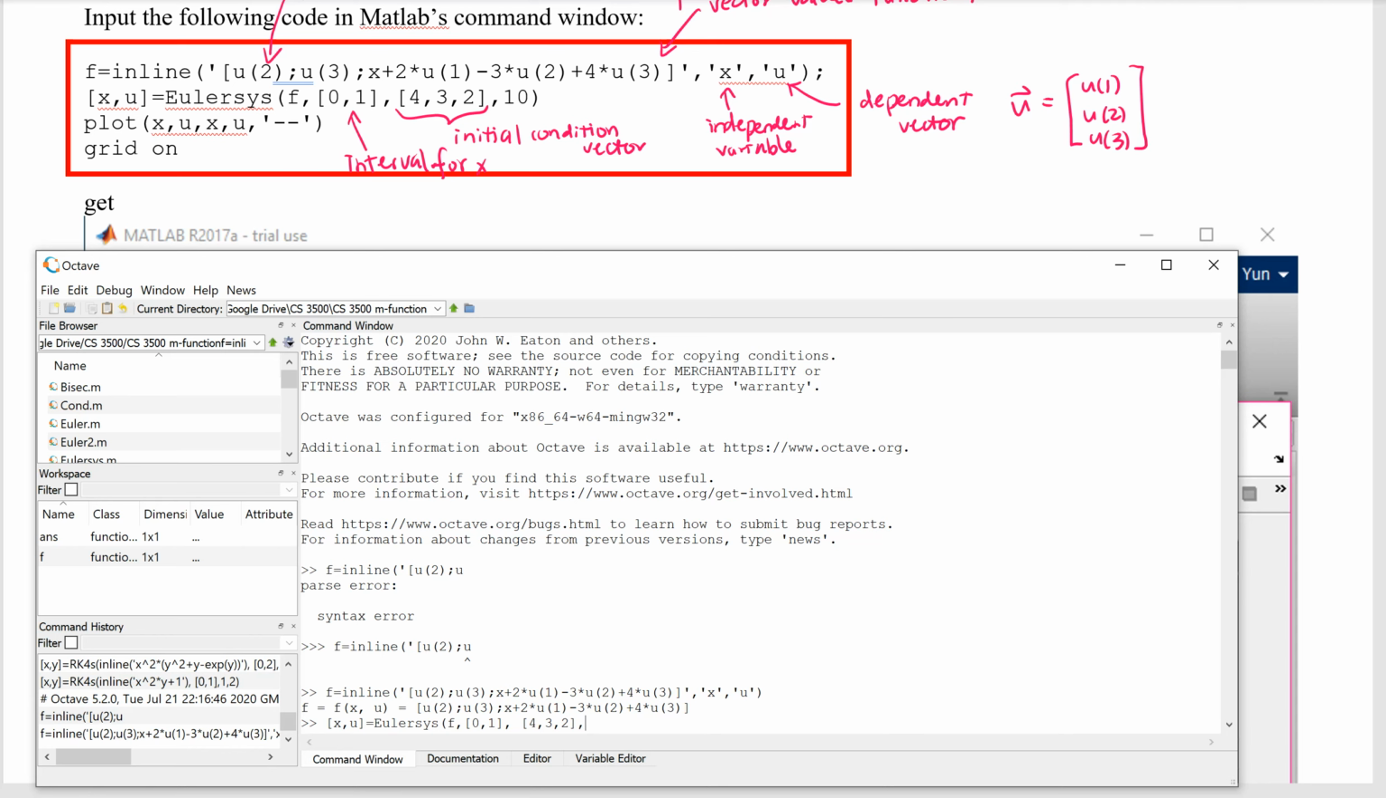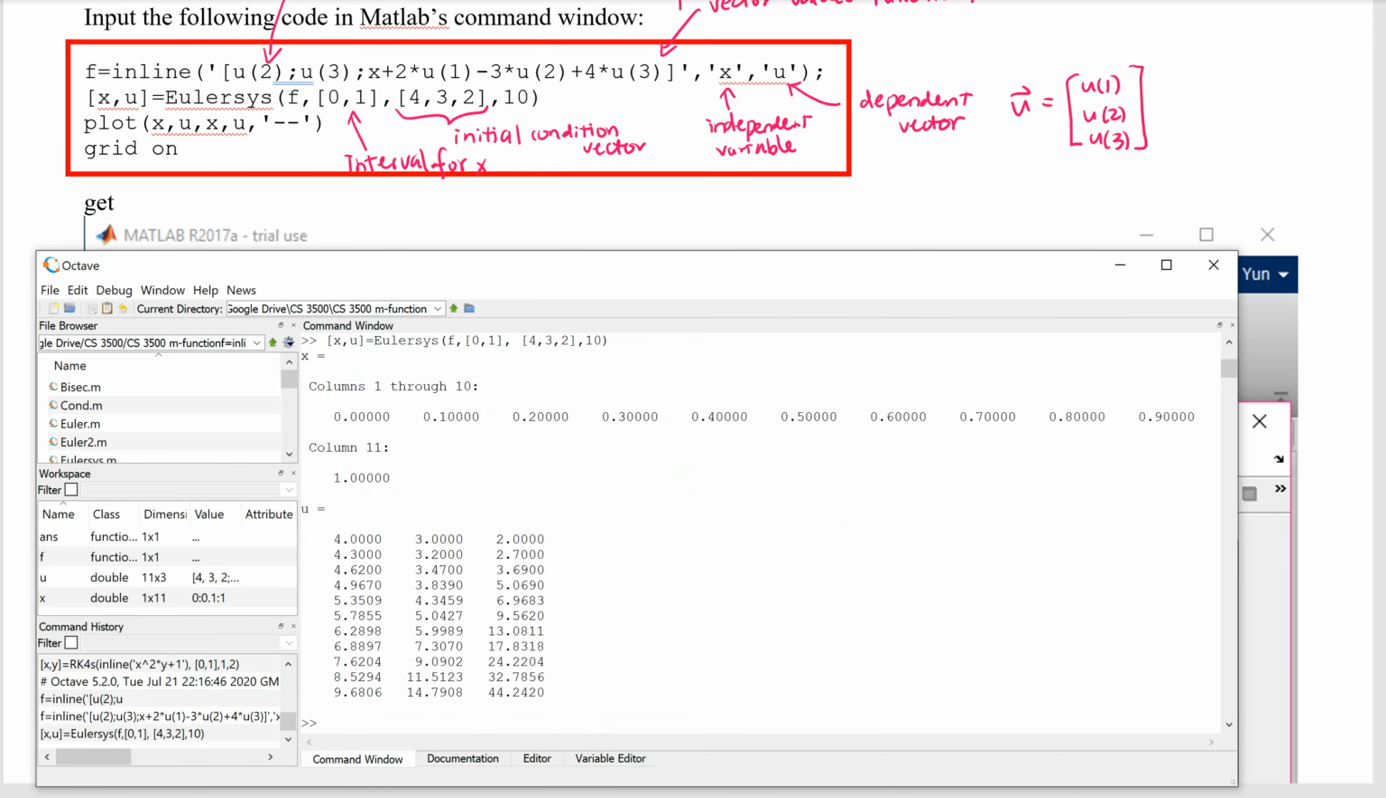Sometimes students get confused about which one is the interval, especially when we have 2 variables, two coordinates, 2 dimensions. Then it looks like a bracket with 2 numbers in it, and we get confused. Which one is the interval? Which one is the initial vector? So the first bracket is the x interval. The second bracket is the initial conditions. Here we do 10 subintervals. Now you can get those 10 points.